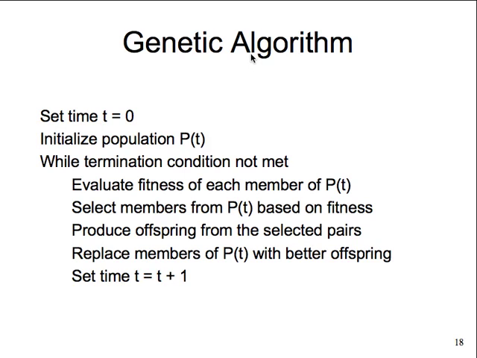So you initialize the population, which is going to be your distances between all the cities. While a termination condition is not met, evaluate the fitness of each one of the members based on your fitness criteria. Select members based on the fitness, produce offspring or cross or mutations from the selected pairs, and replace the members with better offspring or better route choices, and then set the time to time plus 1, and then go through again. So it's kind of a cycle where you go through the first set, second set, third set, fourth set. Who knows how many sets you're going to go through, but eventually you're going to find the optimal solution, and you're going to be left with one path, theoretically.